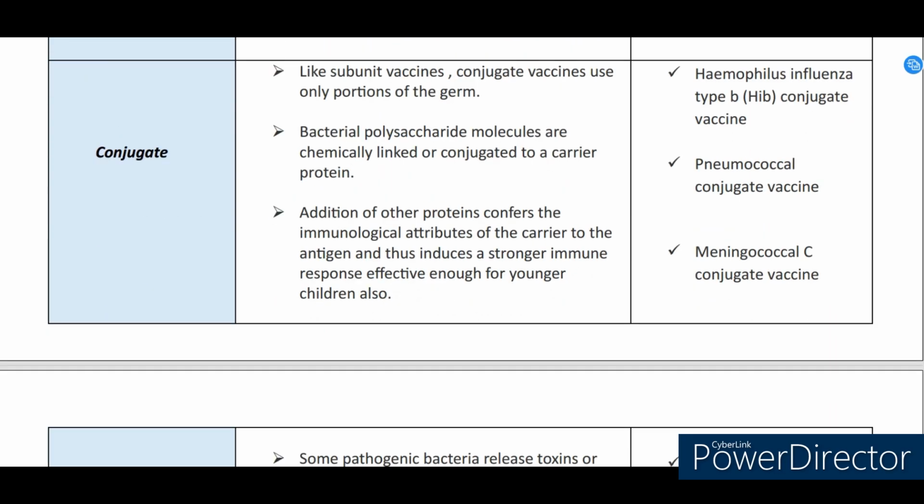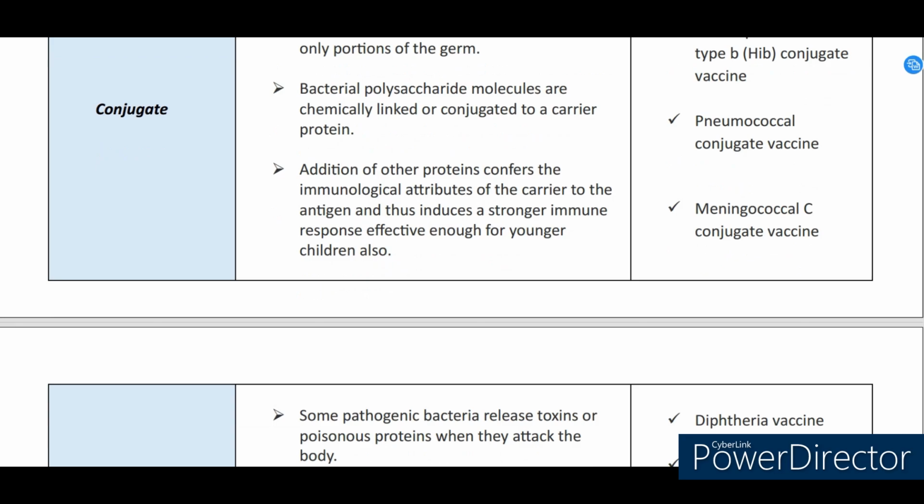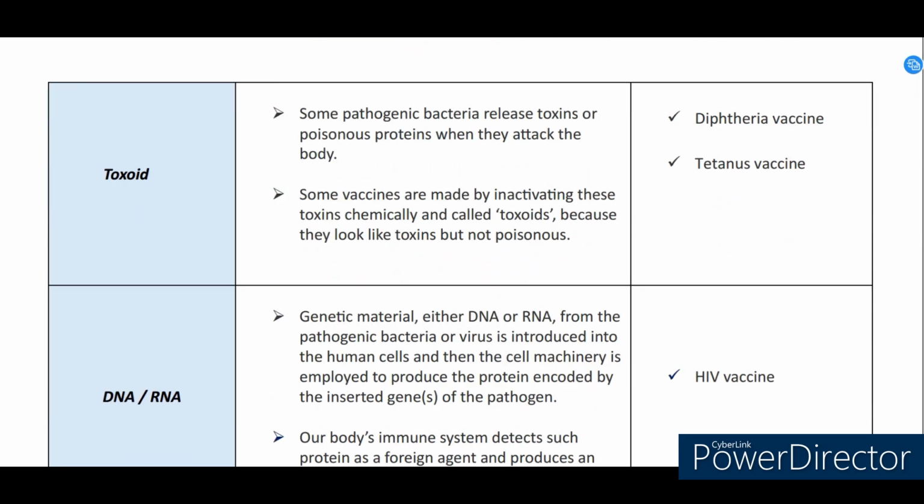Coming to conjugate vaccine, like subunit vaccines, conjugate vaccines use only portions of the bacteria or virus. So basically, bacterial polysaccharide molecules are chemically linked or conjugated to a carrier protein. Examples include Haemophilus influenzae type B, pneumococcal conjugate vaccine, meningococcal conjugate vaccine. Next is toxoid vaccine. Some pathogenic bacteria release toxins or poisonous proteins when they attack the body. So some vaccines are made by inactivating these toxins chemically and called toxoids because they look like toxins but are not poisonous. Examples include diphtheria vaccine and tetanus vaccine.